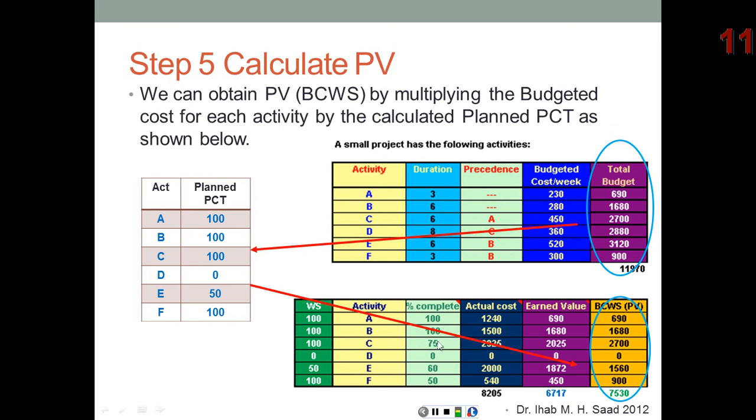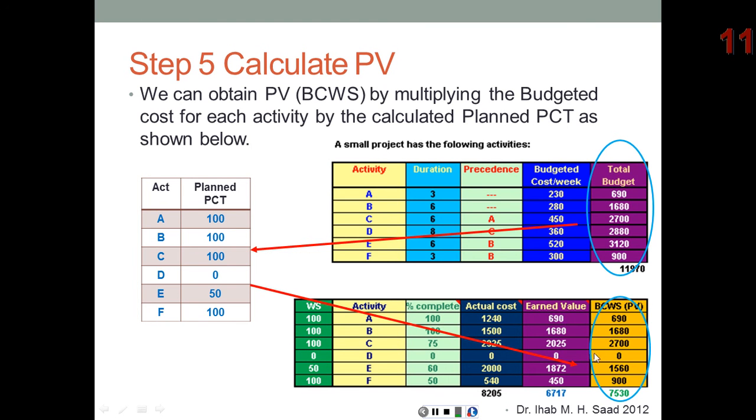Now again, looking at these numbers, the planned value by the end of week 9 should have been 7530. The earned value is 6717. So budgeted cost for work scheduled at the end of week 9, 7530. Budgeted cost for work performed at the end of week 9, 6717. Remove the common term, which is in this case budgeted cost. We end up with work scheduled versus work performed.